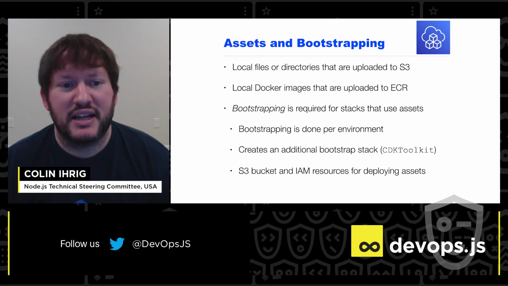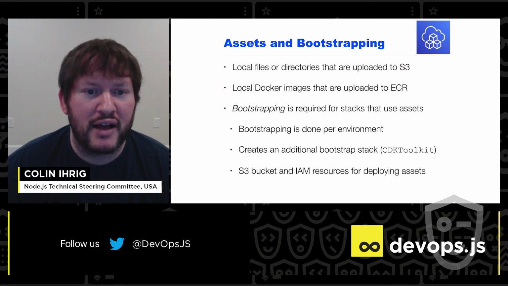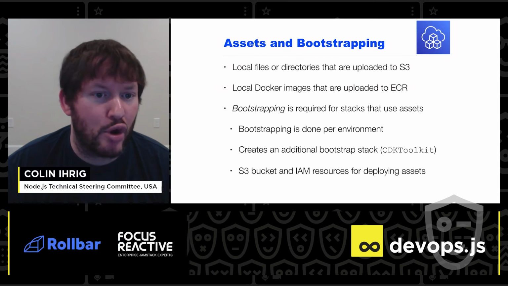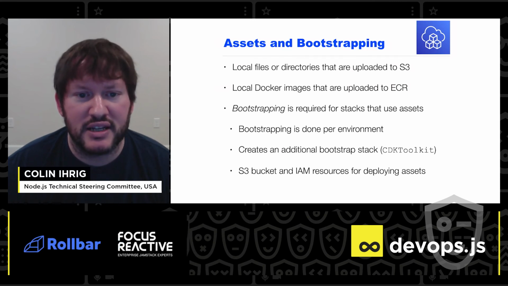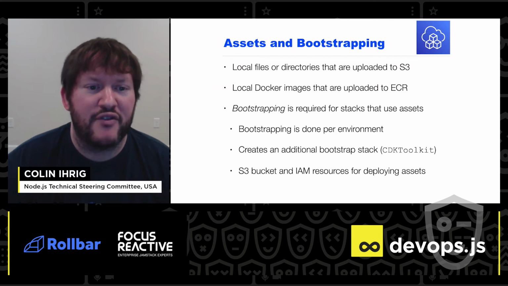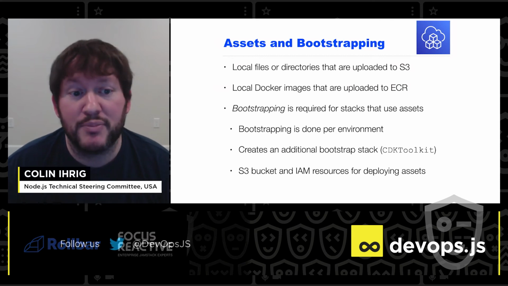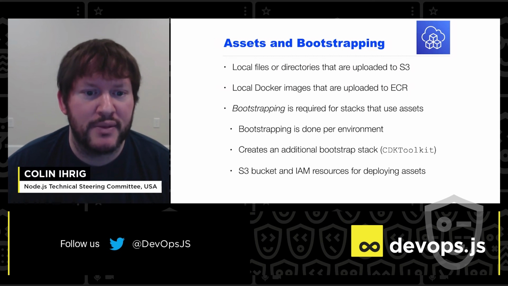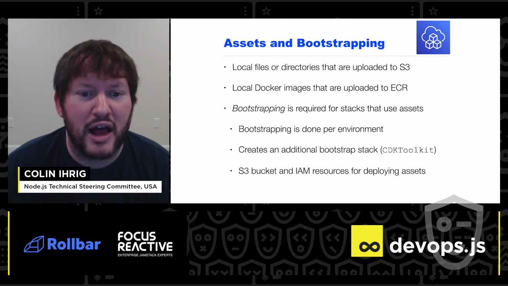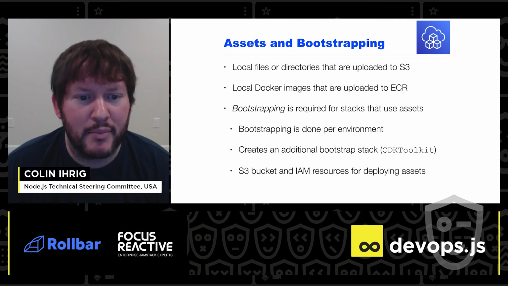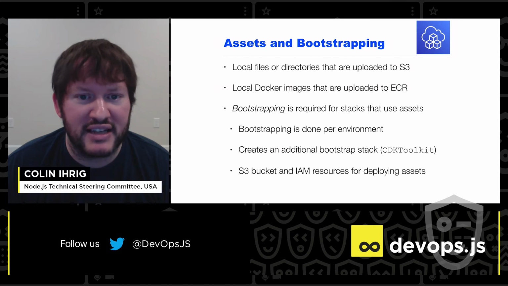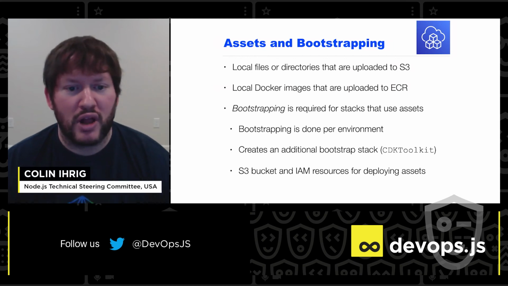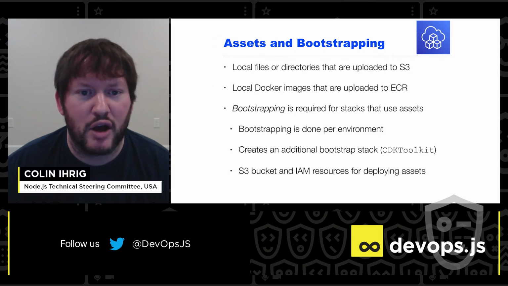Next, I wanted to talk about assets and bootstrapping. So any local files or directories that need to be uploaded to S3, or any local Docker images that need to be uploaded to the Elastic Container Registry are known as assets. If your application uses any of these assets, then you'll have to do something called bootstrapping, which has to be done per environment, so per user and region combination. It'll also create an additional CloudFormation stack for you called CDKToolkit. And it consists of an S3 bucket and an IAM set of resources for deploying the assets to the cloud. One thing to note is that you will likely be charged for this because you'll be storing assets in AWS.